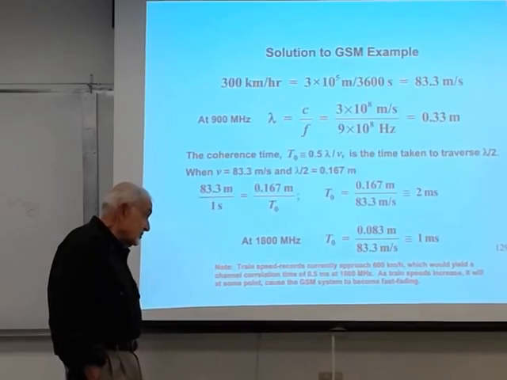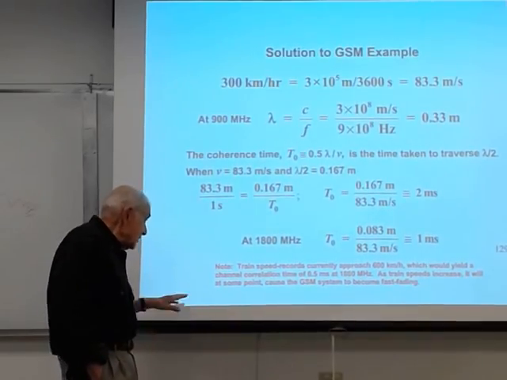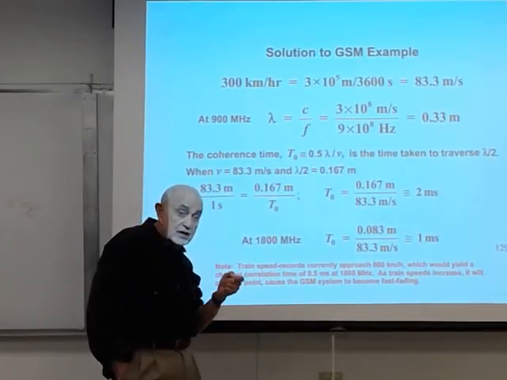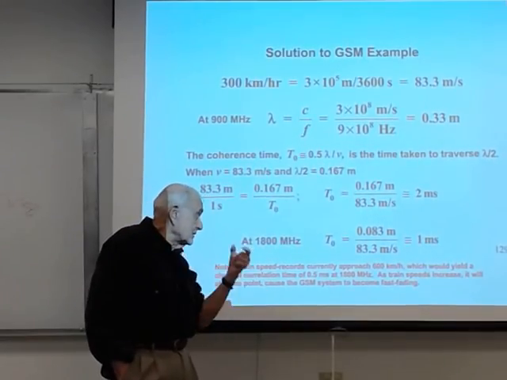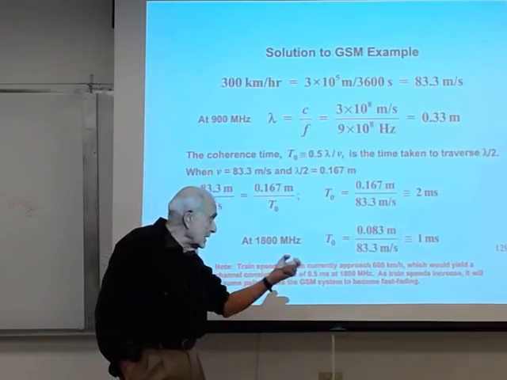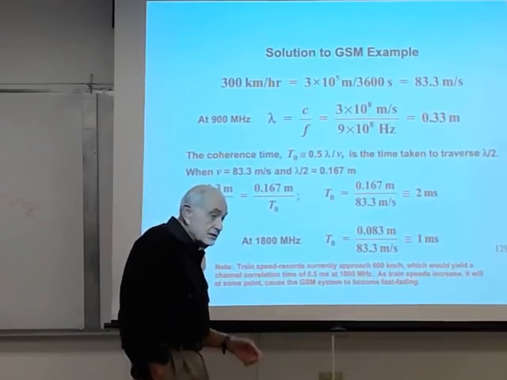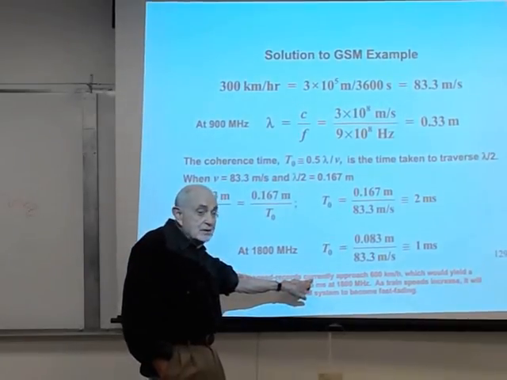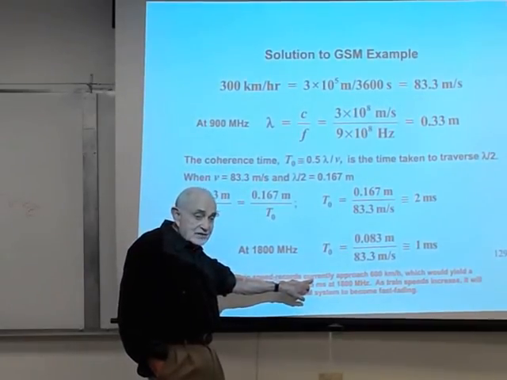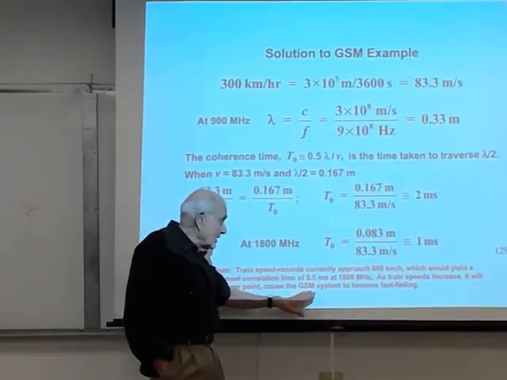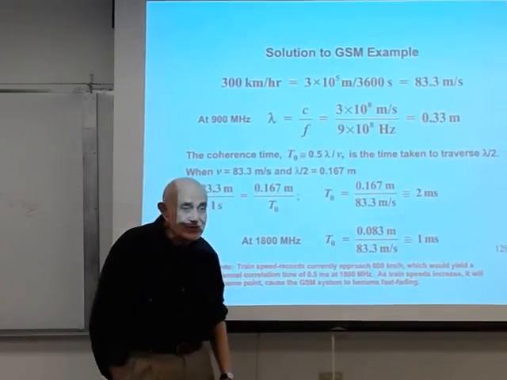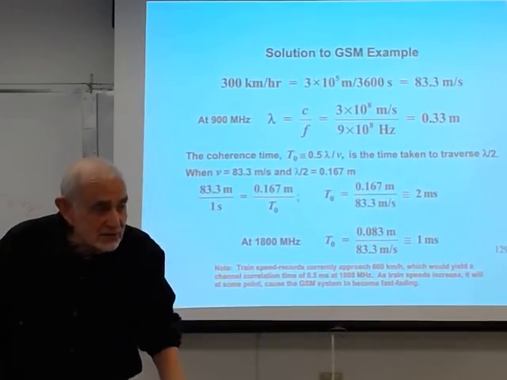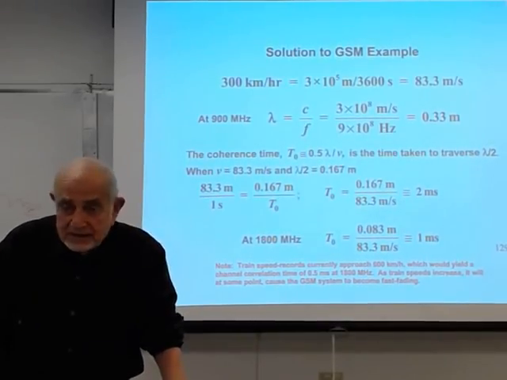And as train speed increases, at some point, remember we said that the 0.577 slot time has to be less than the coherence time. So if we ever get to the point where this is the coherence time, 0.577 is too big, and that would be a fast fading situation. So they'd have to make a change in the GSM TDMA system.